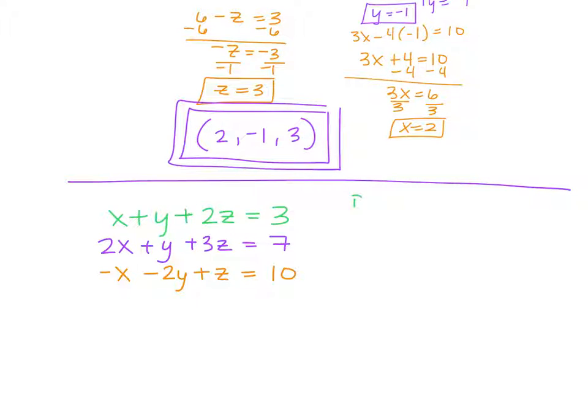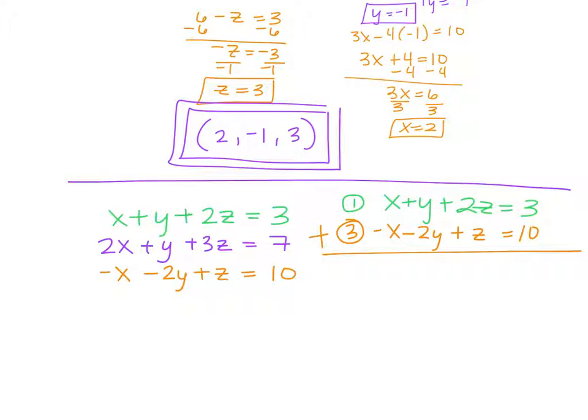So we're going to do equation 1, x plus y plus 2z. You don't need to rewrite this. I just am rewriting it so you can see it. Equation 3, -x minus 2y plus z equals 10. Okay, so we're going to add those together. X plus -x goes away. Your x is gone. Y plus a -2y is a -1y. Plus 2z plus z is 3z. 3 plus 10 is 13. So we have this equation eliminating our x.